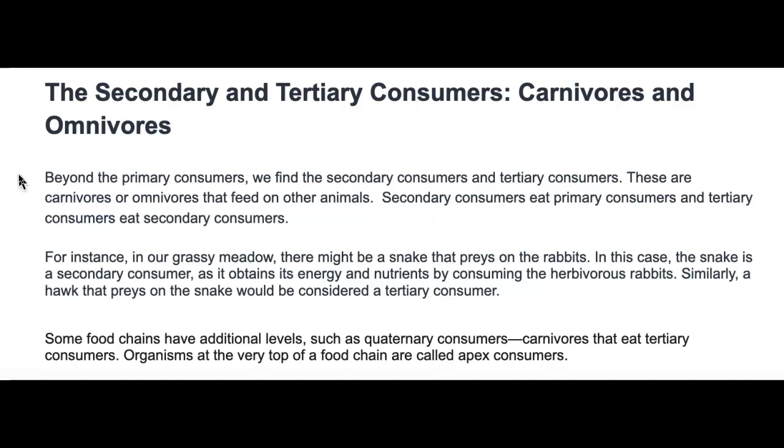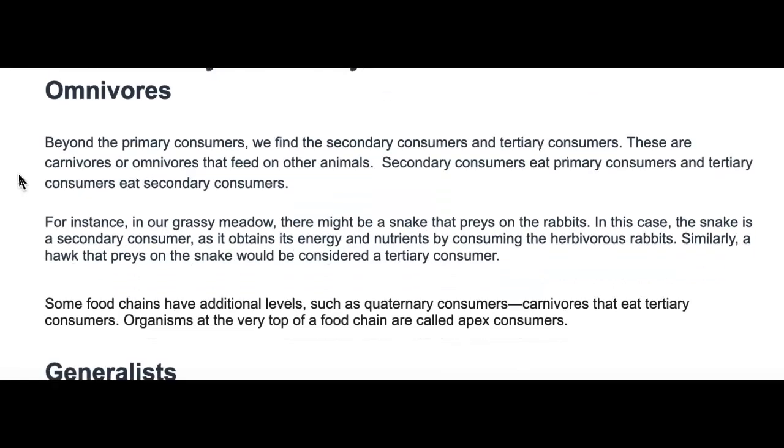For instance, in our grassy meadow, there might be a snake that preys on the rabbits. In this case, the snake is a secondary consumer as it obtains its energy and nutrients by consuming the herbivorous rabbits. Similarly, a hawk that preys on the snake would be considered a tertiary consumer. Some food chains have additional levels, such as the quaternary consumers, carnivores that eat tertiary consumers. Organisms at the very top of a food chain are called apex consumers.